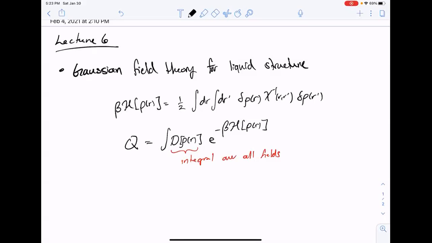Now, the partition function itself is not actually what we really care about. What we want to know are things like what that chi function is. How do we write down an equation that will actually tell us what chi is? Well, that is closed, which we can use to solve for chi in the same way we did with the Debye-Huckel theory we've already presented.